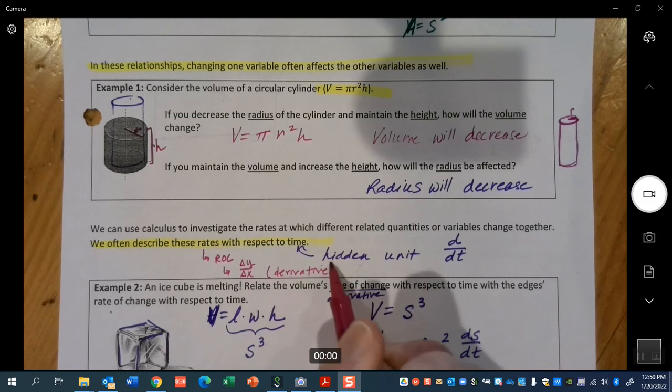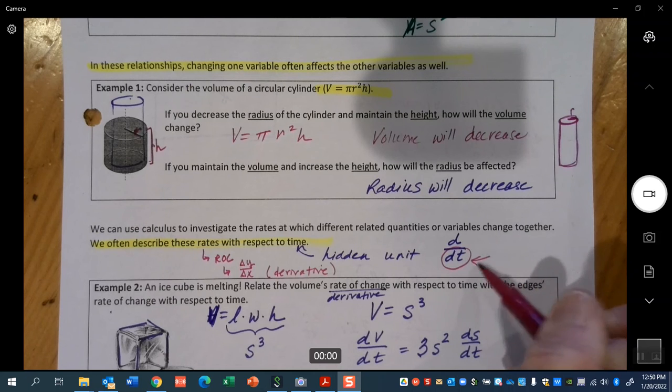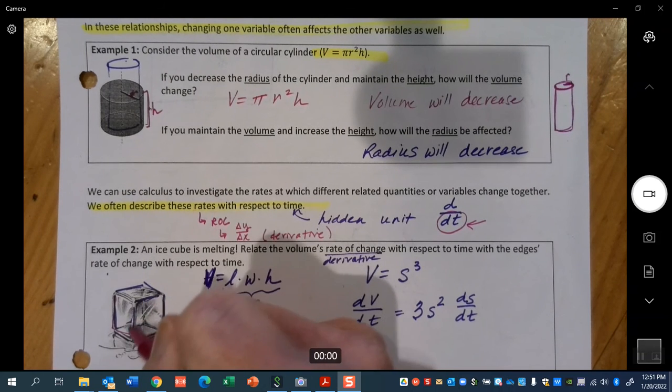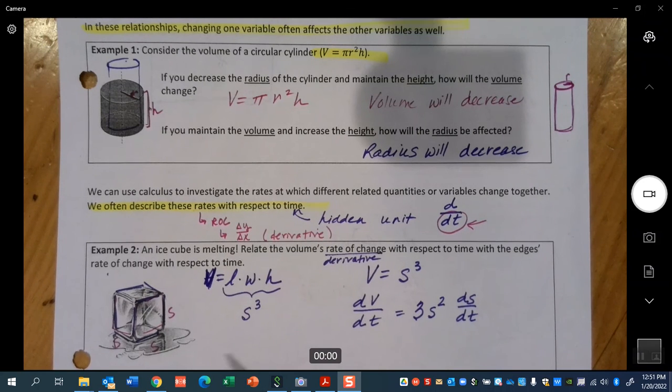So we're going to be taking these derivatives and we're going to be doing it with respect to time because each x and y is going to be changing together, and that's going to be where we're talking about our rates. All right, so take a look at this. We have an ice cube melting. The key word here is cube. So if I have a cube, I know that each side of my cube has the same distance. So then my volume is equal to s cubed.